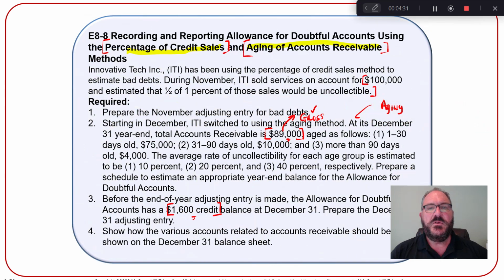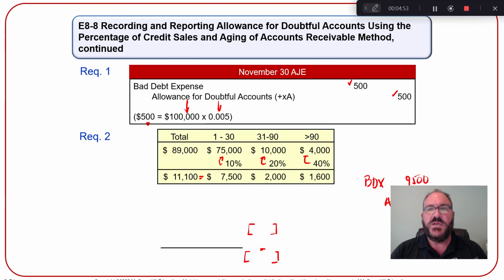They had $89,000 in receivables, and credit sales of $100,000 at 1/2 of 1%. The first one they wanted you to do was with the credit sales. So 1/2 of 1% of $100,000 is $500. That's this one right here. You have bad debt expense as the expense account, and here's your contra asset for $500. This was the first way to do it, based on percentage of credit sales.